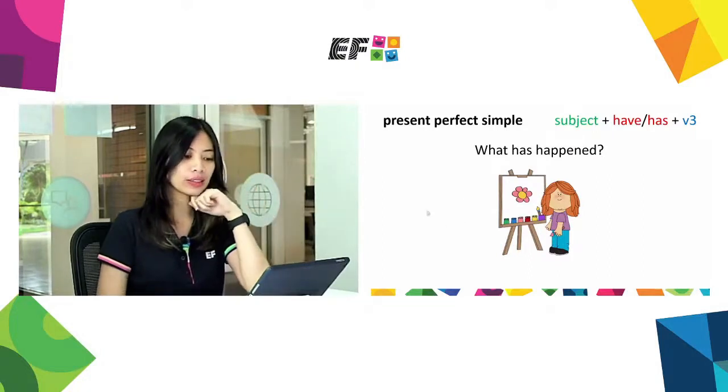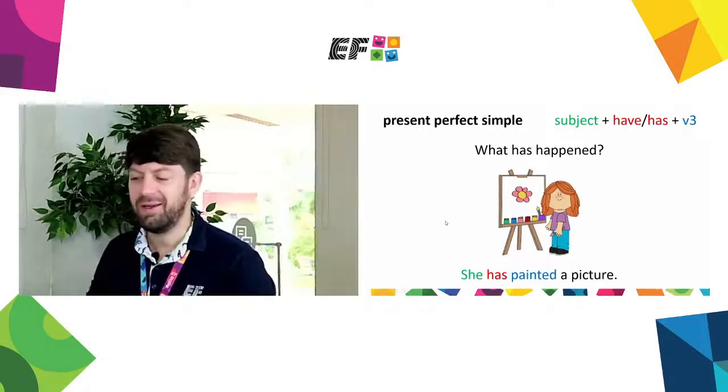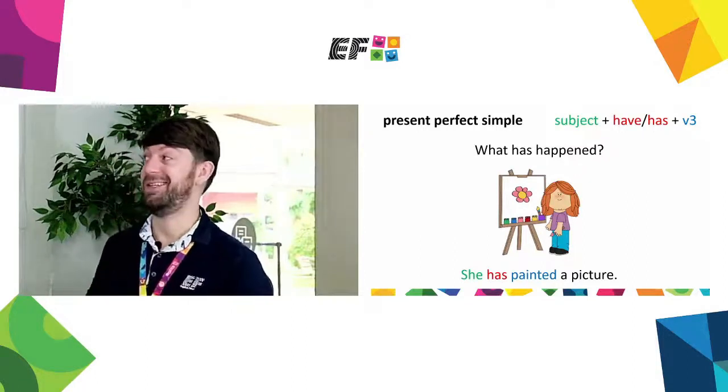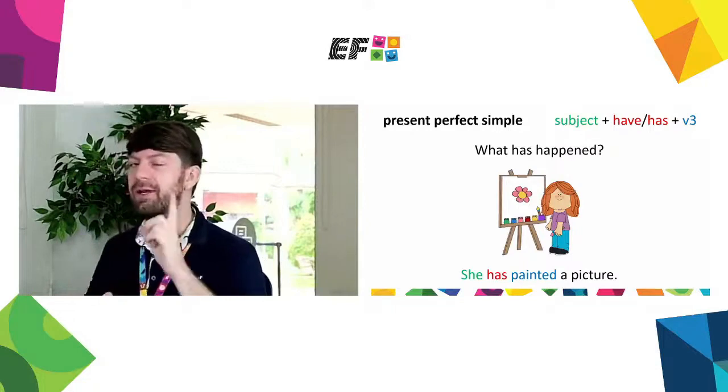Okay, I think we're getting lots of sentences. She has painted a flower. Let's take a look. Yeah, painted a flower. She has painted a picture. Yes. She has painted a painting. They are all okay. There's not only one correct answer.